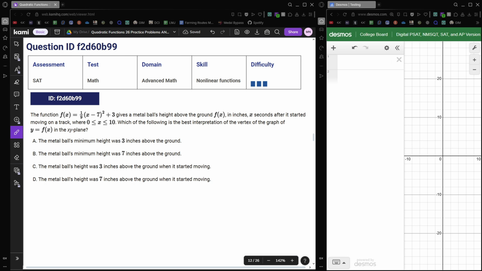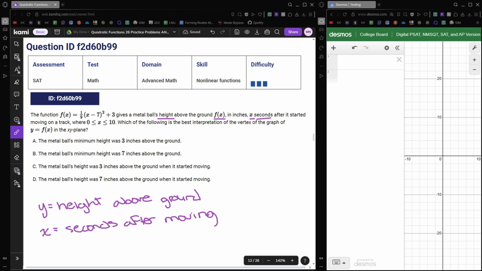Question number 12. The function f of x gives a metal ball's height above the ground, f of x in inches, x seconds after it started moving on a track. So here we note that f of x, which is y, is the ball's height above the ground, and x is the seconds after it started moving. Let's keep reading. Where 0 is less than or equal to x, which is less than or equal to 10. Which of the following is the best interpretation of the vertex of the graph of y equals f of x in the xy plane? They're asking us for the interpretation of the vertex.